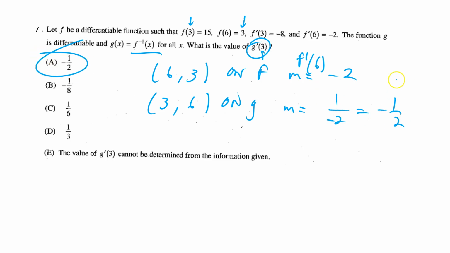Little tidbit, this is the most missed multiple choice question ever. And they give you all the information. Basically, they give you a table, right? But people have struggled with these inverses. It's just the reciprocal. It's all you have to do.